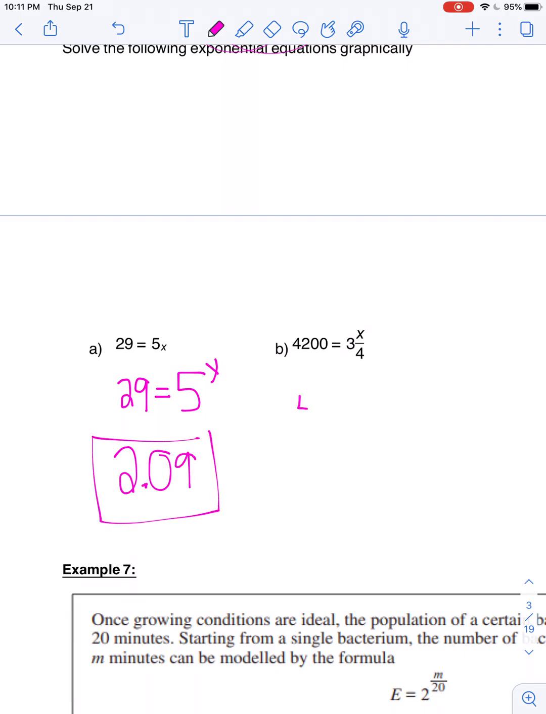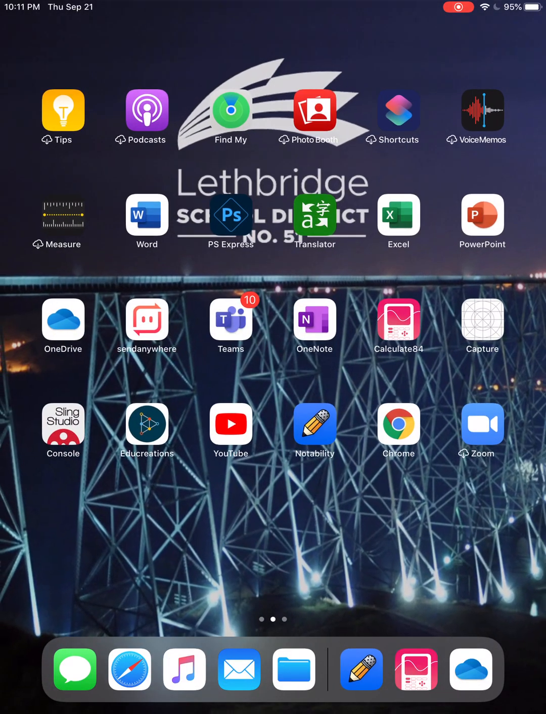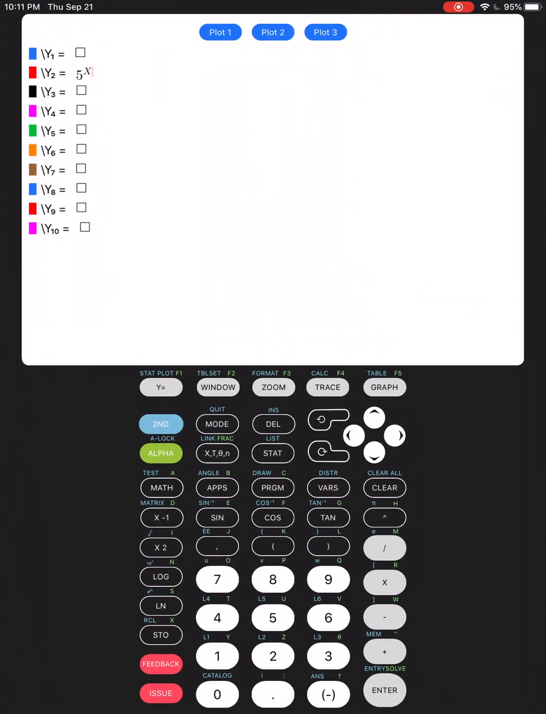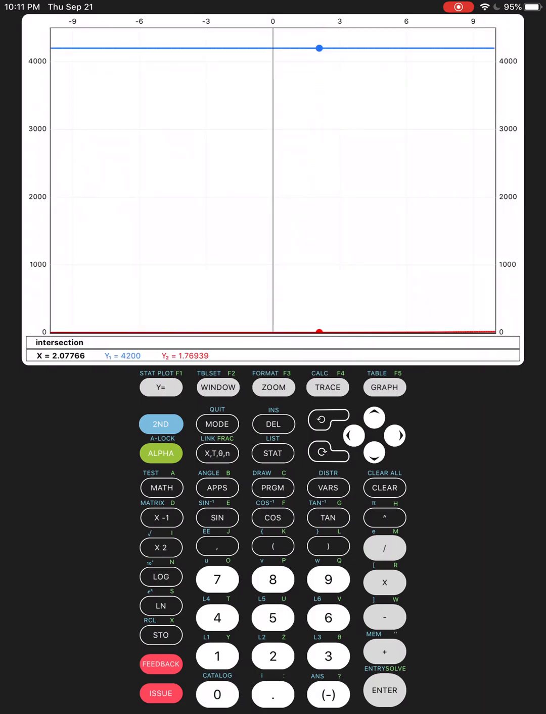Okay, now we're going to try this one. Again, I'll rewrite it so it looks a little nicer. Okay, so we're going to go and type it in. Clear what I have here. So I got 4,200 into y1, and then y2 is 3 to the exponent of x over 4. So if I go to my window, my y max should be bigger than that 4,200, so I'm going to make it 4,500. So I'm like, okay, I don't really see anything.